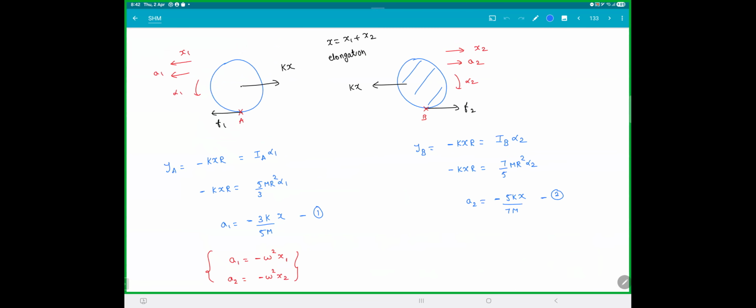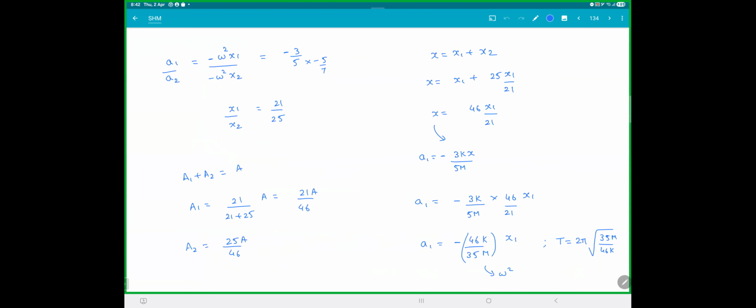The problem you face is you will get a1 in terms of x and a2 in terms of x. So you need to realize what you want was actually a1 in terms of x1 and a2 in terms of x2. That is the thing you need to realize. And then you will need to think, okay, now how do I get a relation between x1 and x2? So when we divide these two equations, you will get accelerations in the ratio of 21 by 25. And since a is equal to omega square x, x also must be in the same ratio. And then you're done once you figured it out.